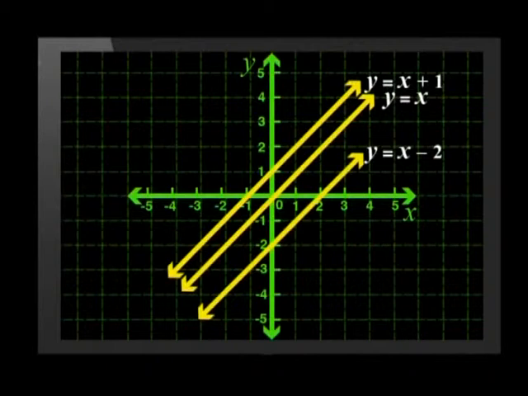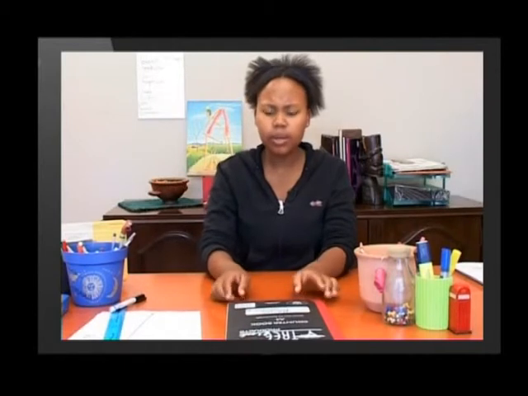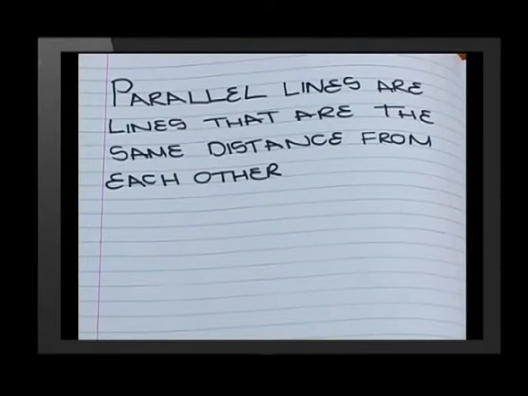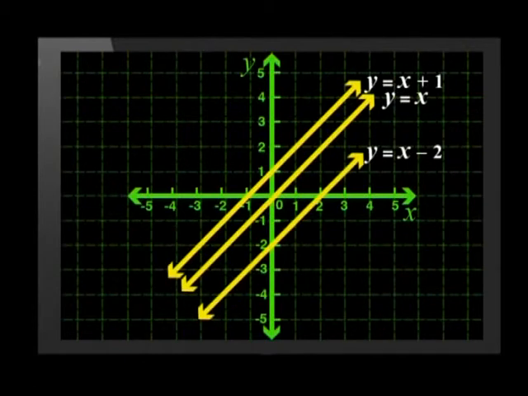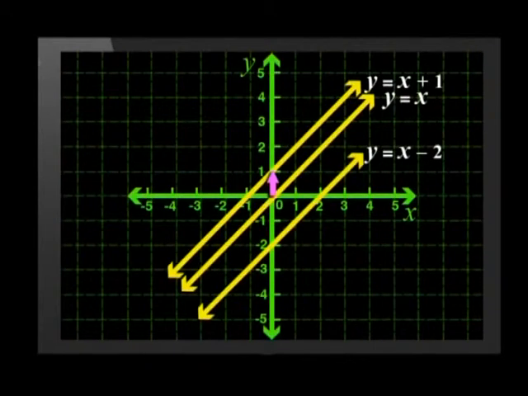What makes lines parallel? I think I've got it here in my toolbox somewhere. Let me check. Where is it? Here. Parallel lines are lines that are the same distance from each other. Perhaps you can check that on these lines. It shouldn't be too hard because we can use the blocks of the grid to help us. Okay, explain to me how you would do it. If I count the blocks along the y-axis, the distance between the parent graph and the x plus 1 graph is 1 block. And the distance between the parent graph and the x minus 2 graph is 2 blocks.